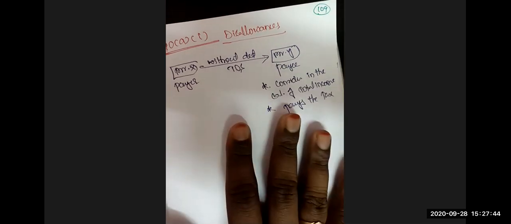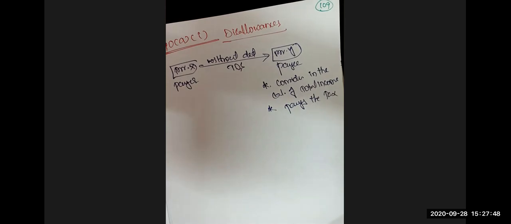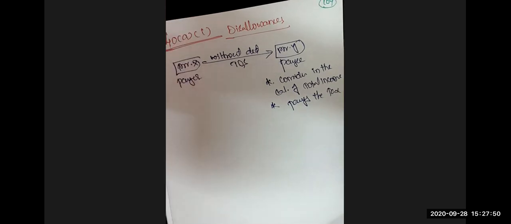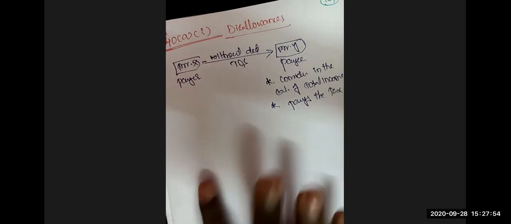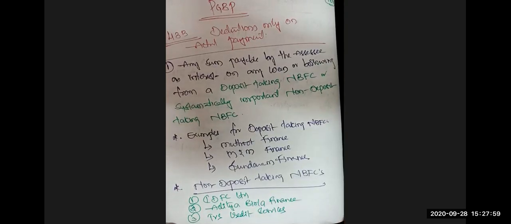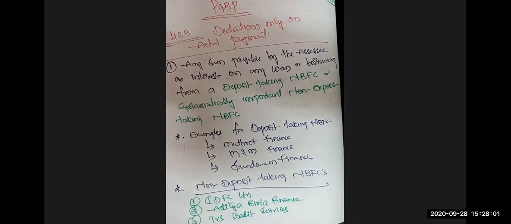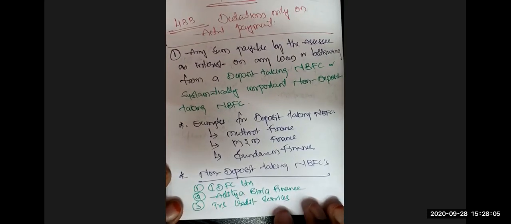Earlier, this benefit was only for 40(a)(ia). Now, this benefit is extended to 40(a)(i) as well. This is the latest amendment in 40(a)(i). Any doubts, ma'am? Someone asked for the 108-page notes. So this is the 108-page notes, ma'am.